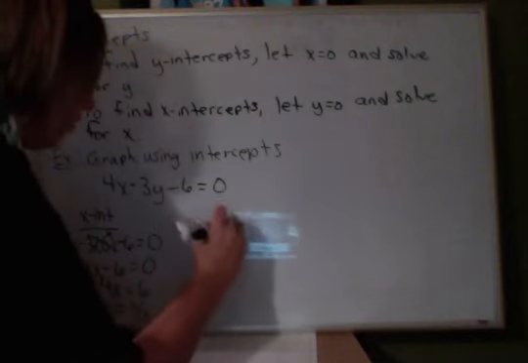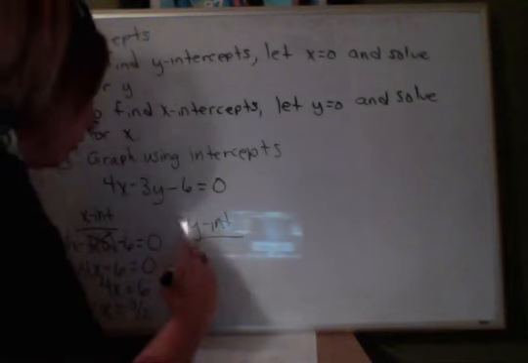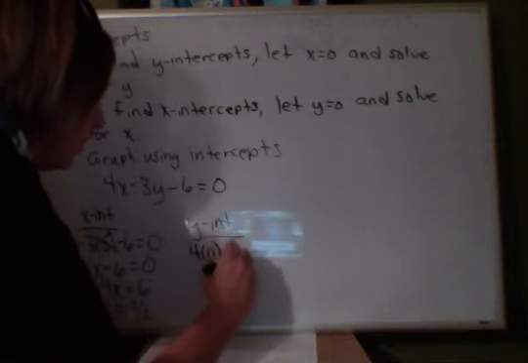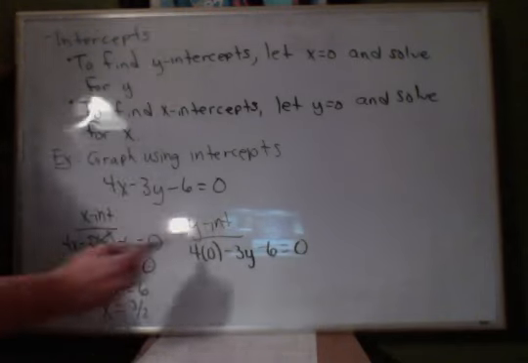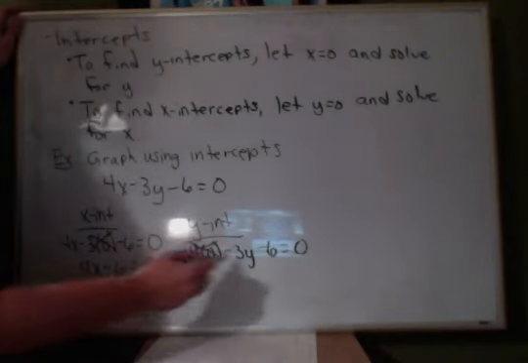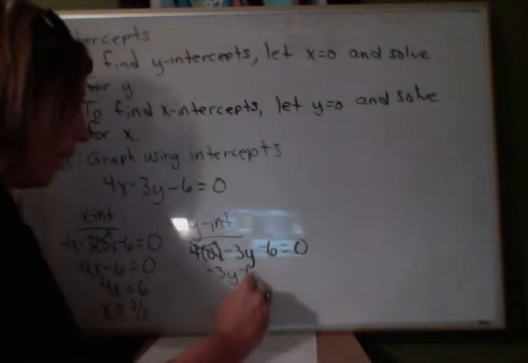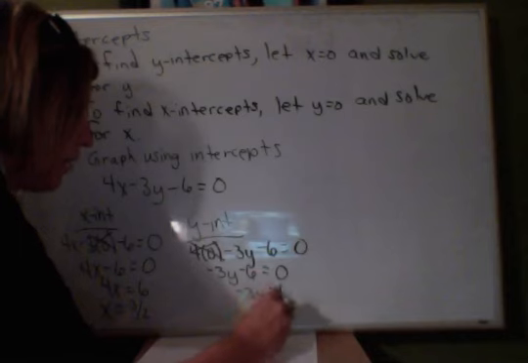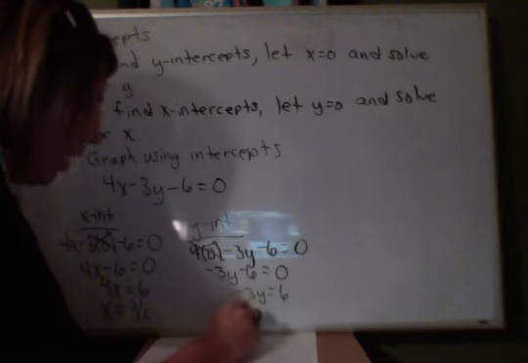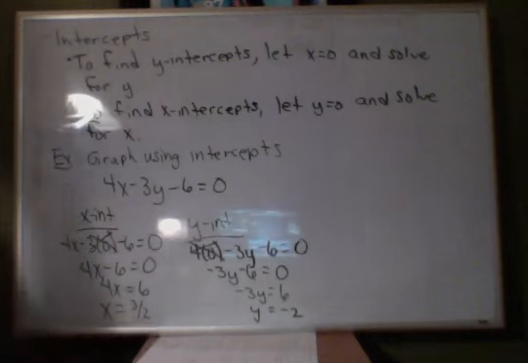And to find the y-intercept, we let x equal 0. So 4 times 0 minus 3y minus 6 equals 0. Be very careful here because while this is going to go away and be 0, that's still going to remain negative. So we have negative 3y minus 6 equals 0. When we solve, negative 3y equals 6. When we divide by negative 3, we end up with a y-intercept of negative 2.